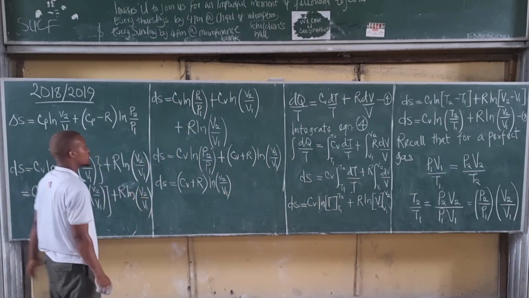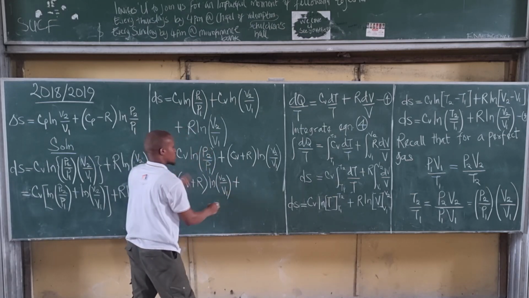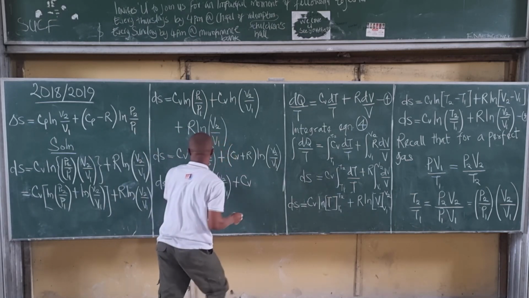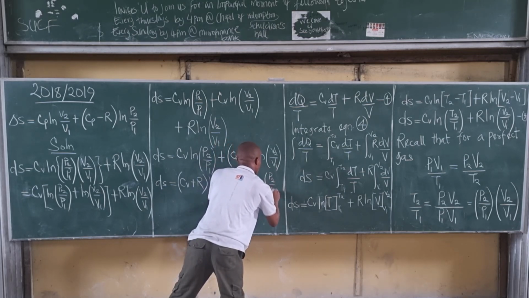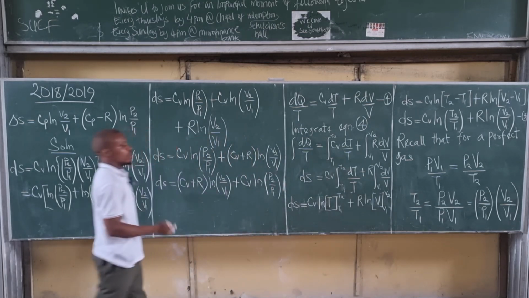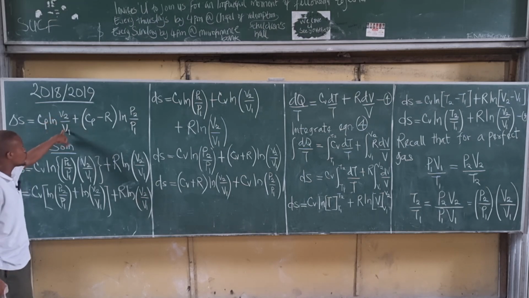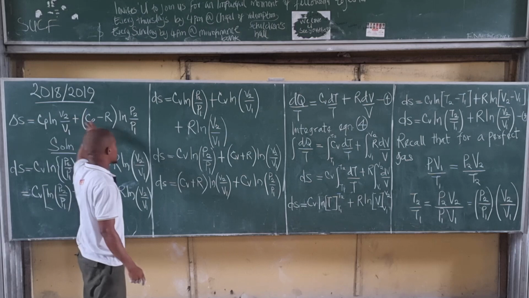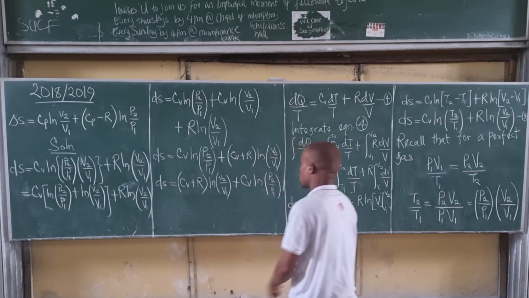So rearranging, I brought this first, plus Cv ln P2 over P1. Always remember that our aim is to prove that the change in entropy is given as Cp ln V2 over V1 plus bracket Cp minus R, ln P2 over P1.